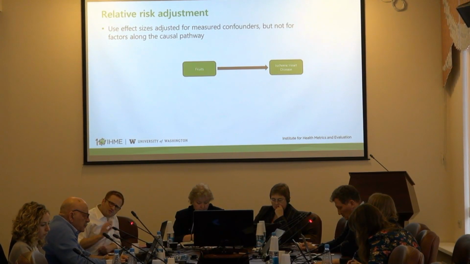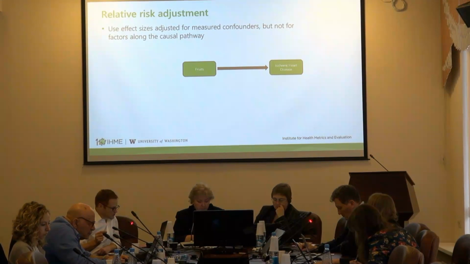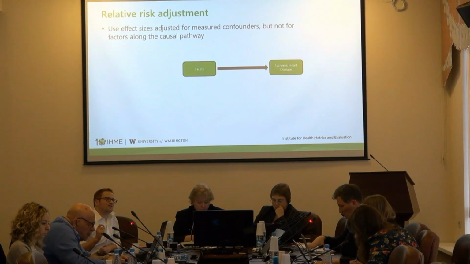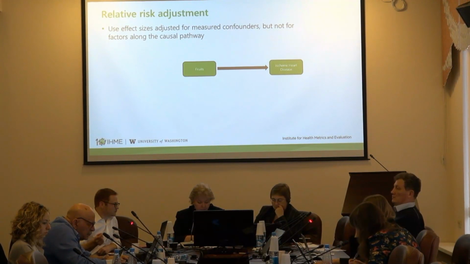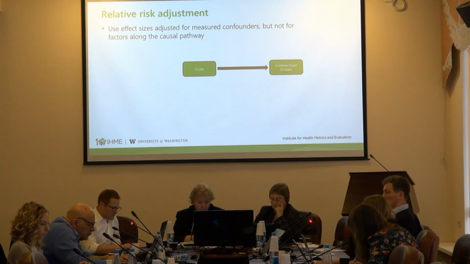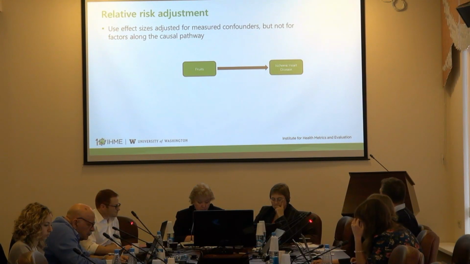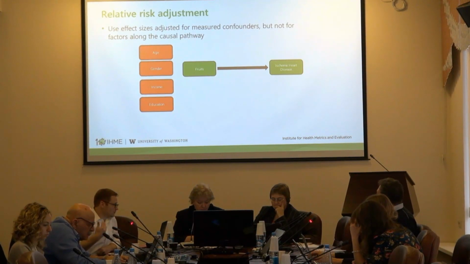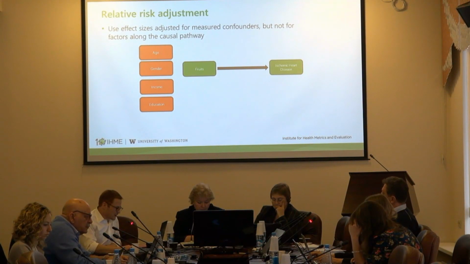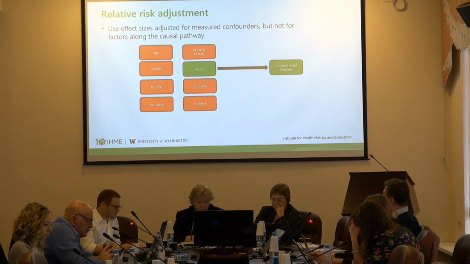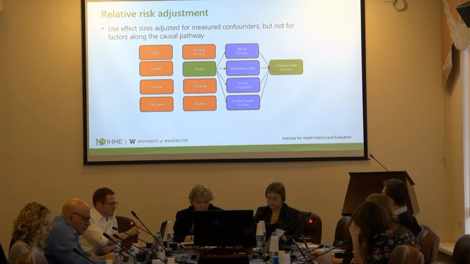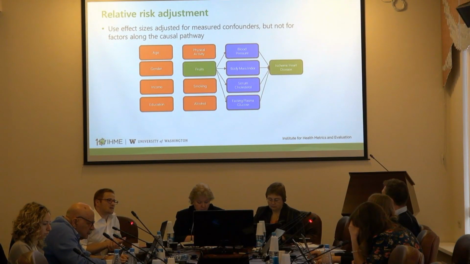So we've discussed a little bit about this yesterday, the challenges of confounding. What we want to do is use effect sizes that are adjusted for confounders, but not for factors along the causal pathway. So for example, fruit consumption is associated with ischemic heart disease. And there are a number of factors out there like age, gender, income and education, physical activity, smoking. All of these things are connected, and they confound the association between fruit consumption and ischemic heart disease.